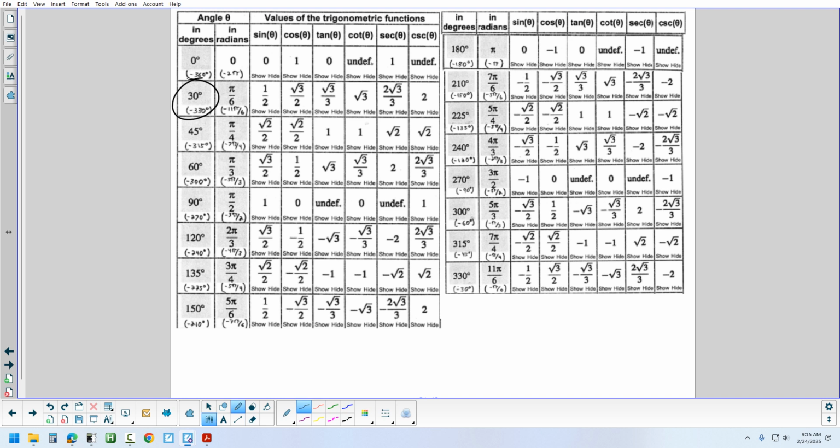And if we keep going down, where do we see it again? Yeah. So now we've got 4 different answers. Out of the 30, -330, 150, and -210, which answer are we going to put? 30 degrees. Yeah, we're going to put the 30 because that's between -90 and 90.